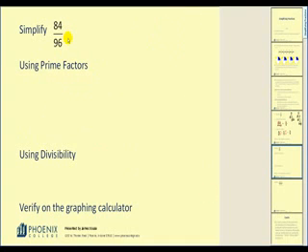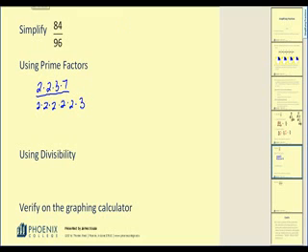Now this one looks like it might be a little more challenging, and this is why I like the prime factors method. I'm going to make a factor tree for 84 and also for 96. For the sake of time, I've already done it. 84 works out to 2 times 2 times 3 times 7, and 96 breaks down into 2 times 2 times 2 times 2 times 2 times 3.